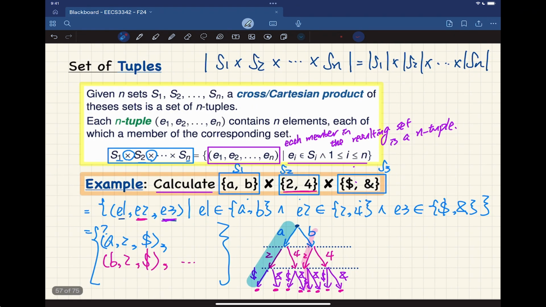All right, and we'll talk about how you can construct tuples. This will pave the foundation for constructing relations. Just remember the notation is using the cross product, or Cartesian product. And that's one way to enumerate the cross product.